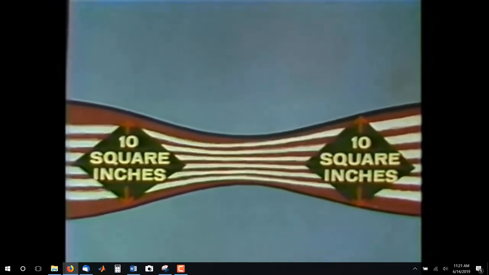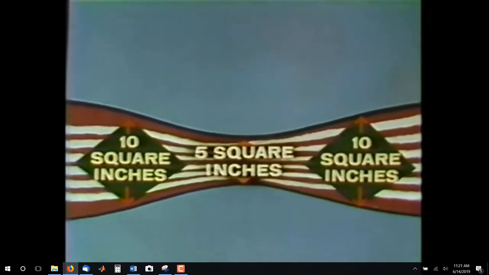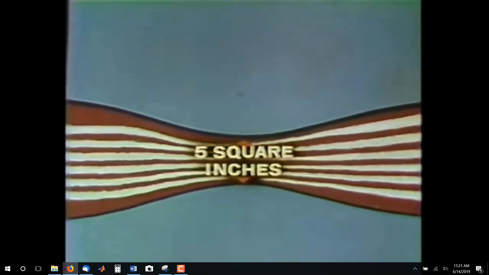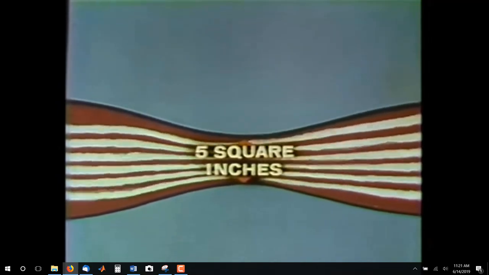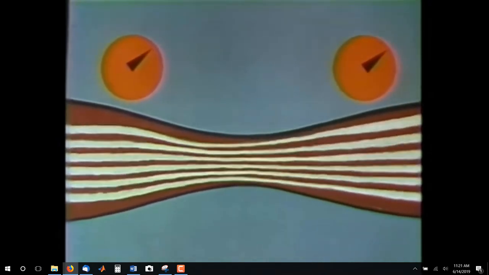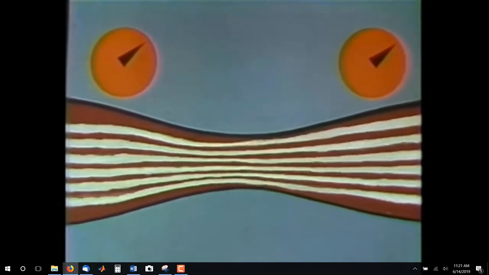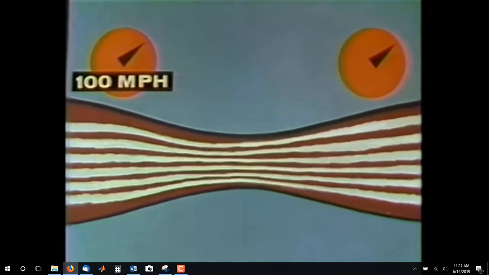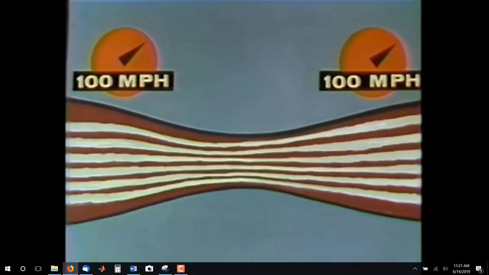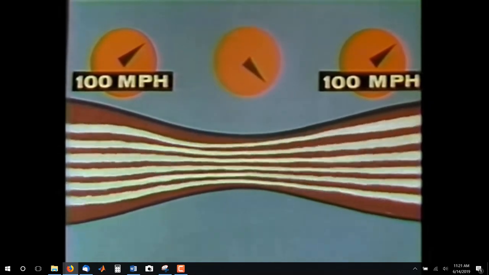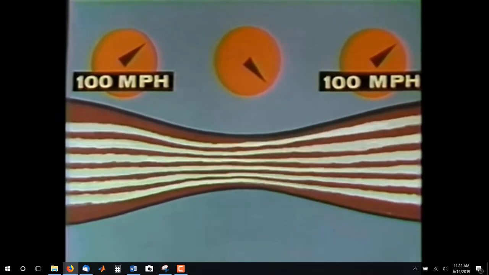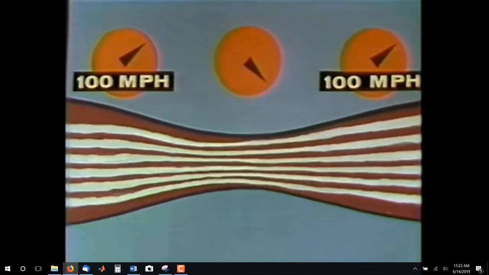The middle part is squeezed, creating a throat of 5 square inches. Now, if we direct smoke lines through the device, its pattern will show that something happens to the air where it goes through the narrowed part. What we find is that when the airspeed is 100 miles an hour at the entrance of the device, it is also 100 miles an hour at the exit. Yet at the same time, the speed at the narrow part is considerably higher. It can easily be understood, therefore, that the air increases in speed as it passes through the smaller opening.